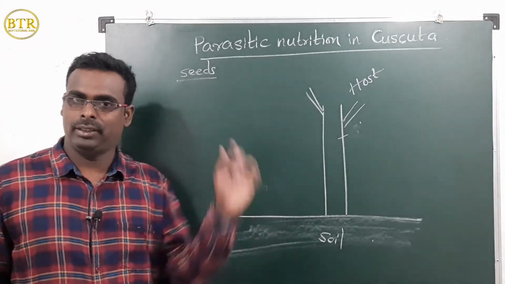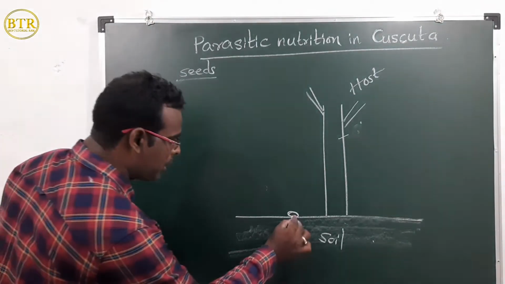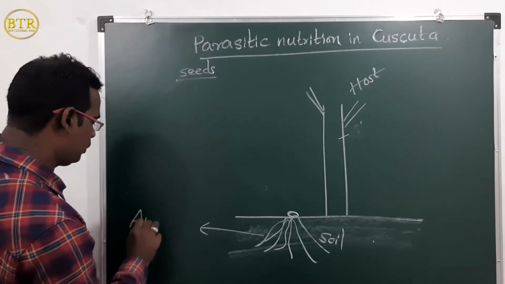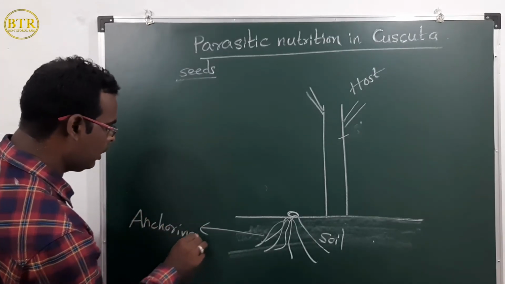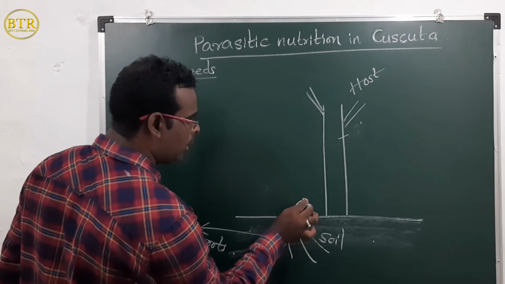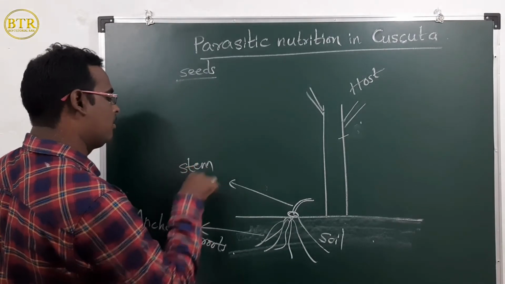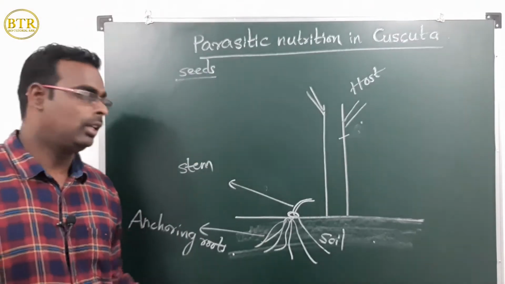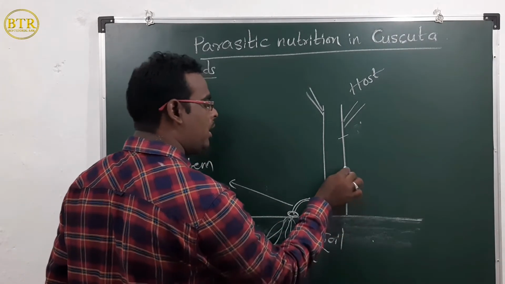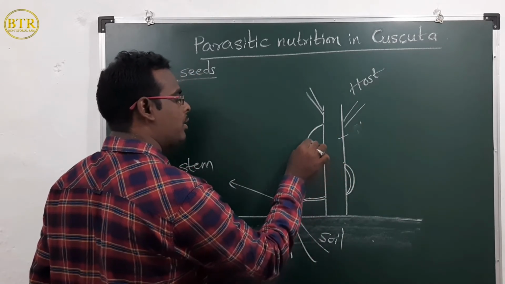Cuscuta produces seeds. Now this is the seed of the Cuscuta. The seed germinates and produces roots. These roots are called anchoring roots. Then the seed will produce a slender, string-like structure. It is called the stem. The stem takes the support of the host plant and it twines around the host like this.